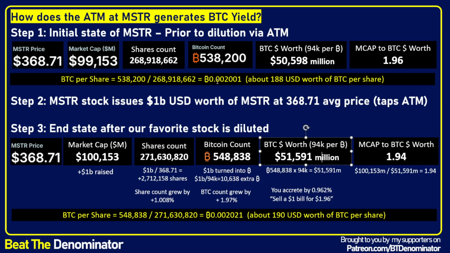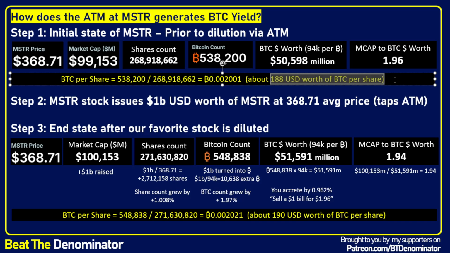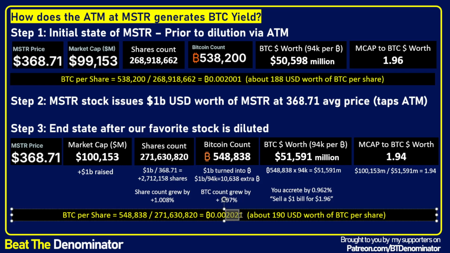So, in the initial state, the Bitcoin per diluted share was 200,000 Satoshis, okay? And it was about $188 worth of Bitcoin per share. So if you bought a share of MicroStrategy, you got about $188 worth of Bitcoin. After the dilution, once we've diluted the shares by an extra 1% in my example, you now have 202,000 Satoshis. So now it's $190 worth of Bitcoin per share. Just about. You've increased the Bitcoin per share by diluting the MSTR stock.